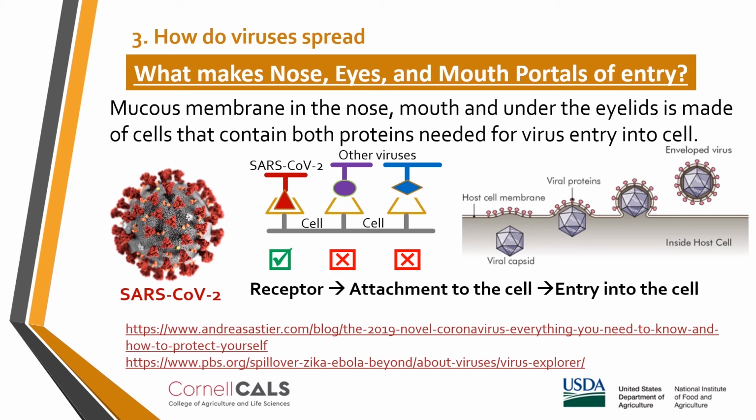The red parts on this model of SARS-CoV-2 virus, called the spike proteins, act as a key, and they match the lock on the cells of nose, eyes, mouth, which allows the virus to enter the body.